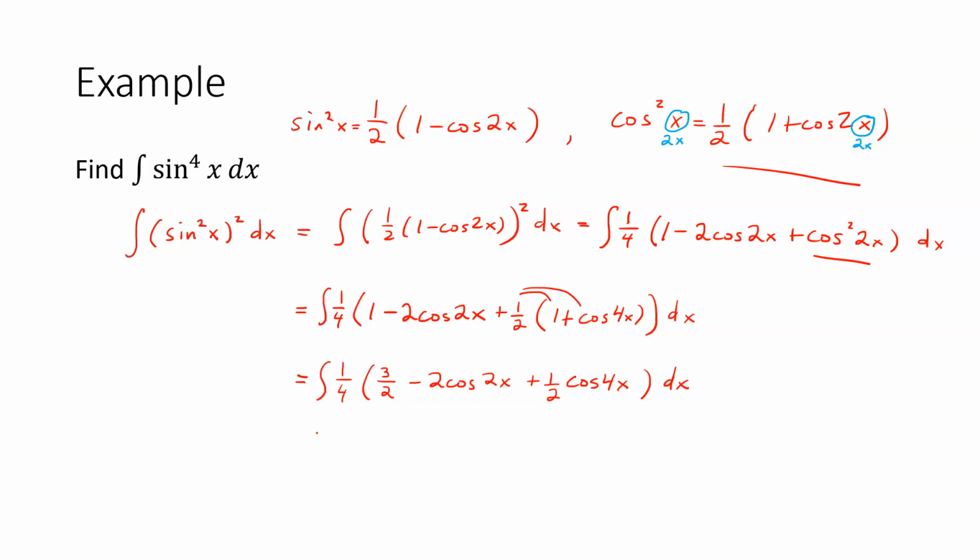Okay, so now we're ready to integrate. So I'll have 3 over 2 x, minus the integral of cosine 2x, which will be sine 2x over 2. And then here I'll have cosine 4x, the integral will be sine 4x, so I'll have 1/2 sine of 4x over 4.